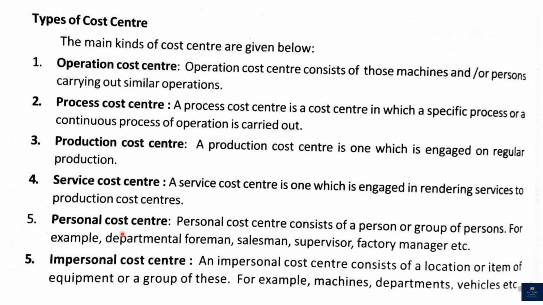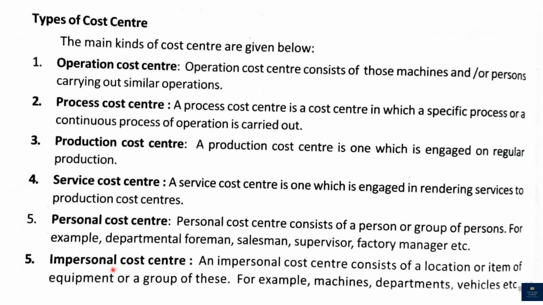Next, personal cost center. Personal cost center consists of a person or a group of persons. For example, department foreman, salesman, supervisors, factory manager. Okay, the salary of a departmental foreman and other expenses. Salesman, supervisors, factory manager involve many costs. So that is a personal cost center.